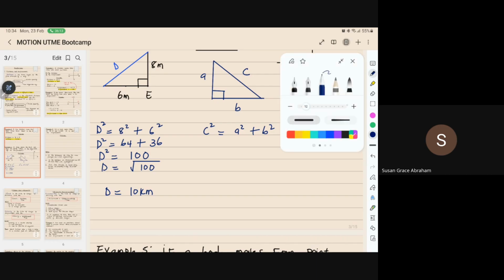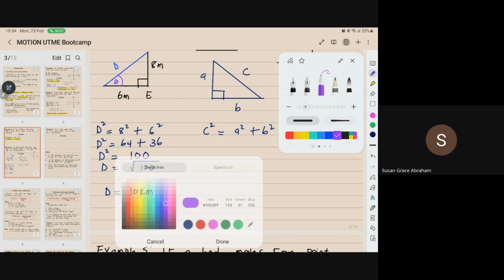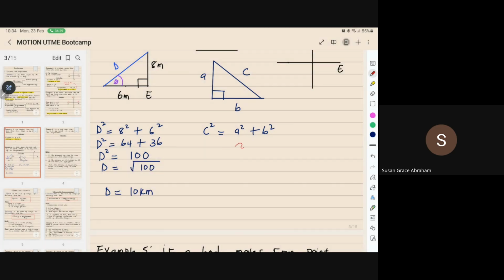So the direction they are talking about at this point in time is now this angle here. That's what they're asking you for. The direction is this angle here. And remember your SOHCAHTOA, guys.